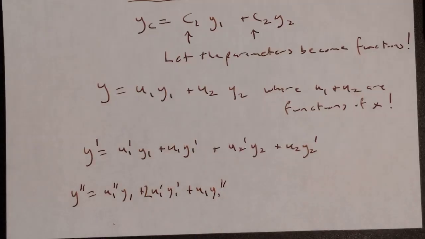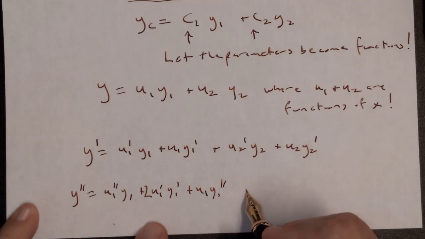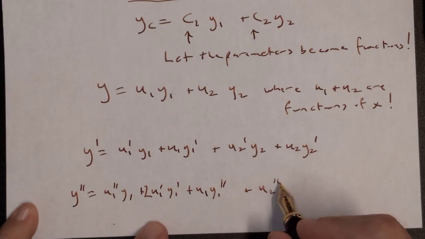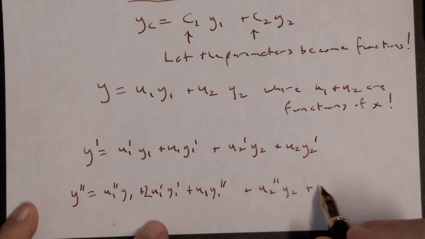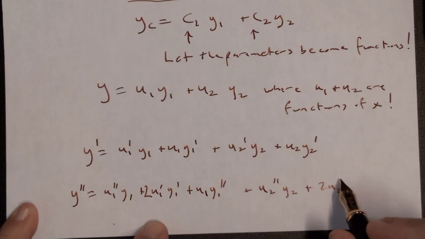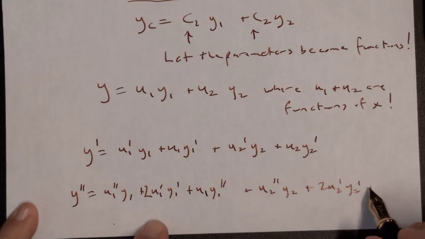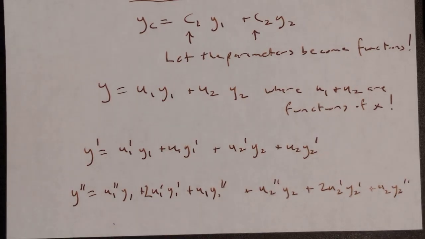The same thing's going to happen with the other pair. I'm going to get u2 double prime y2, and then 2 u2 prime y2 prime, and then u2 y2 double prime. Oh, Lord. All right, I did say the next 2 steps sucked, and that was step 1. Here's step 2.